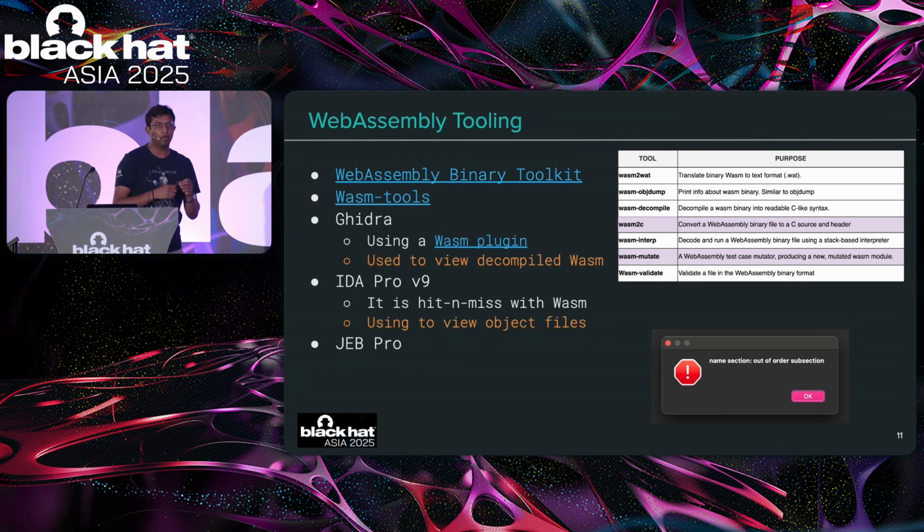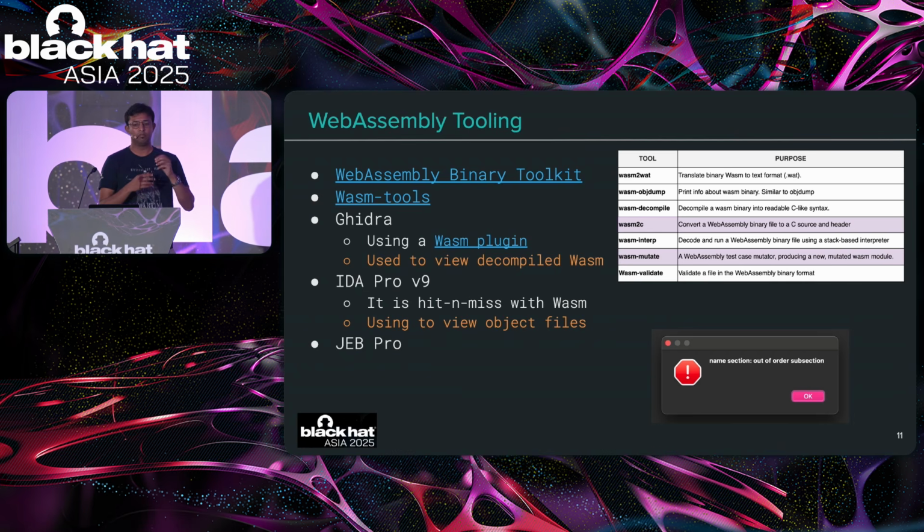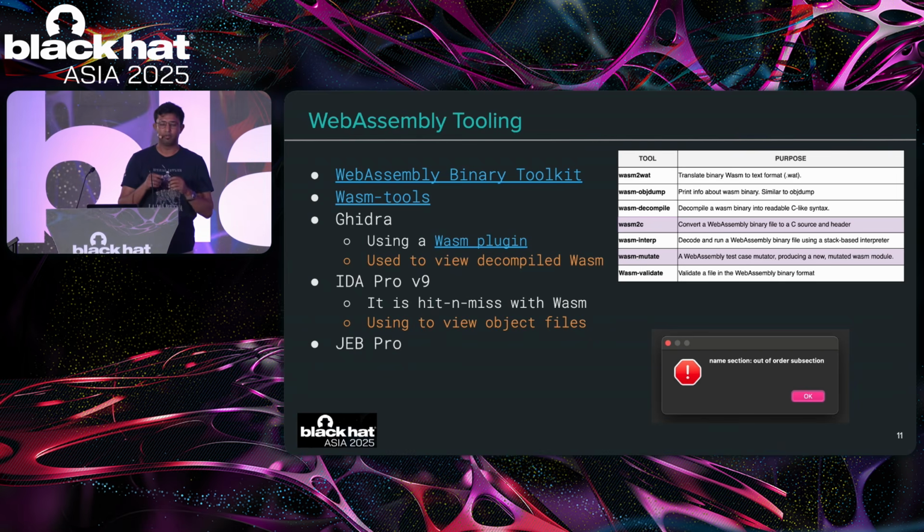And in terms of GUI-based decompilers, we have Ghidra. You can use a Wasm plugin, and you can decompile the Wasm code using Ghidra. If you look at the other tooling like IDA Pro, JEB Pro, they're kind of hit and miss with WebAssembly. Sometimes it works, sometimes it doesn't. So we are mostly using IDA Pro for looking at the native code, which we may generate during the de-obfuscation process.